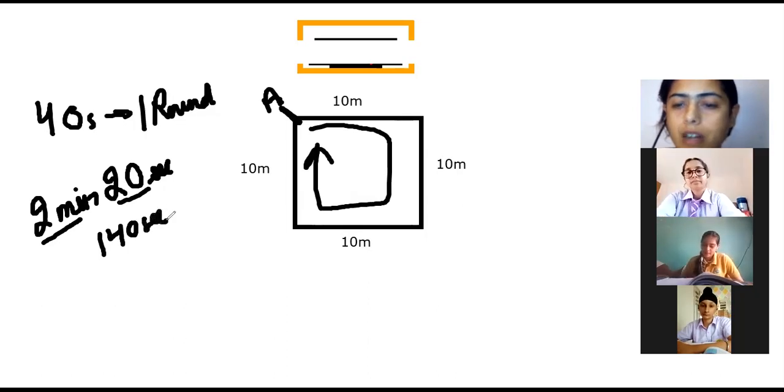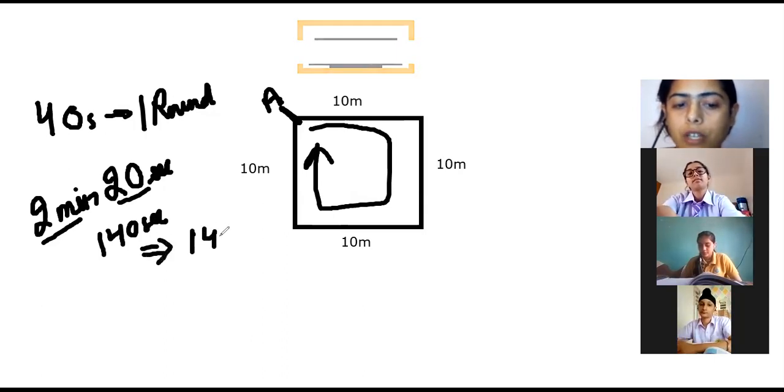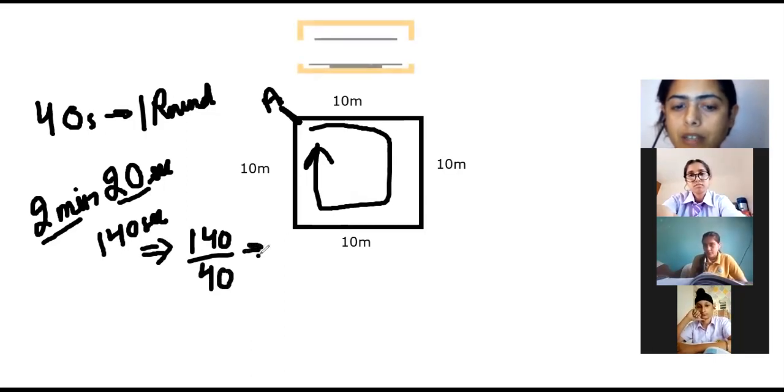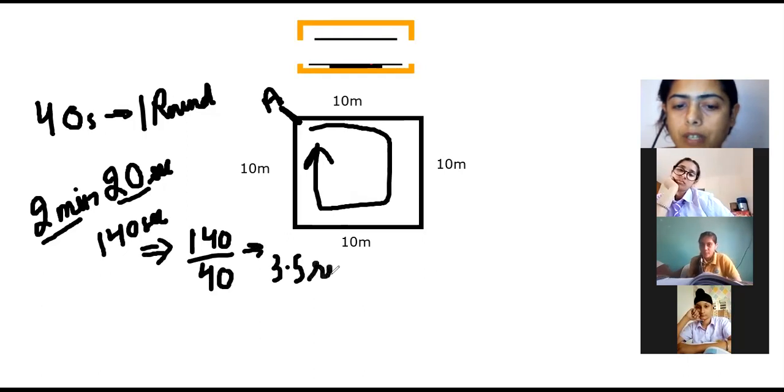तो 40 सेकेंड्स में 1 राउंड इज कंप्लीटेड. 140 सेकेंड्स में कितने राउंड कंप्लीट होंगे? दैट इज 140 डिवाइड बाय 40. So 140 सेकेंड्स में 140 डिवाइड बाय 40, दैट इज 3.5 राउंड्स आर कंप्लीटेड.